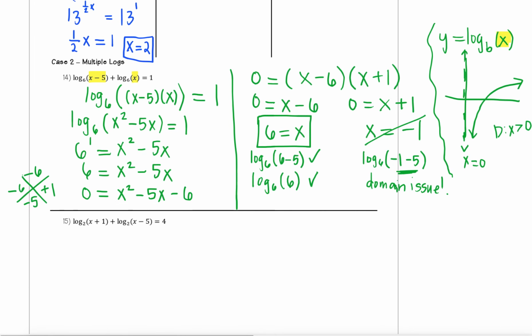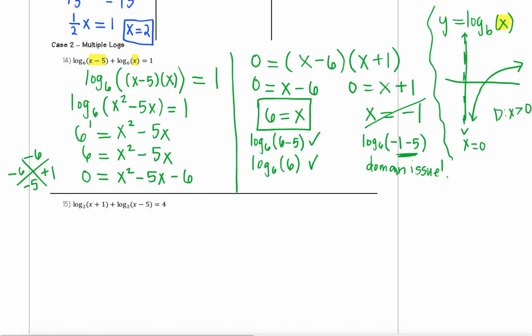Let's look at one last example with two logs. So here we have log base 2 of x plus 1 plus log base 2 of x minus 5 equals 4. First thing we have to do is condense this down into one log expression. Why don't you guys pause the video here and use whatever properties of logs we need to condense this down.